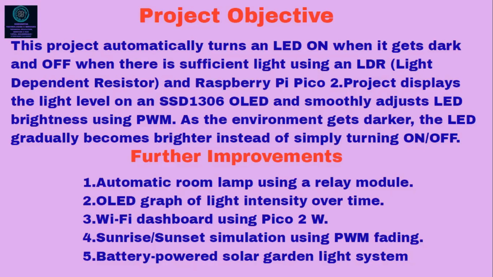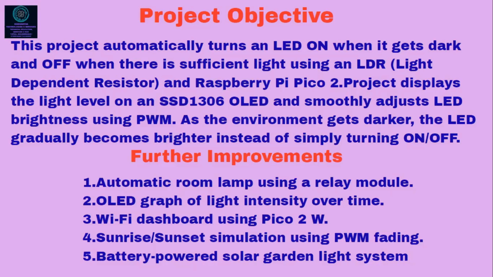Okay. So for further improvement, we can apply our brains and make it a little more advanced. The first idea is an automatic room lamp using a relay module. We can add a relay to it, and we can control appliances or a light or lamp or whatever it is through the relay module. Second is an OLED graph of light intensity over time. Here I have given a bar. When I take you to the lab, I will show you. We can put a graph also.